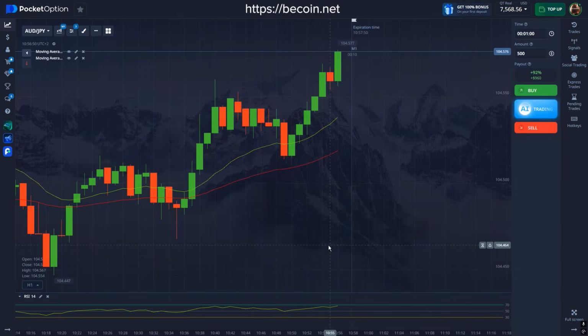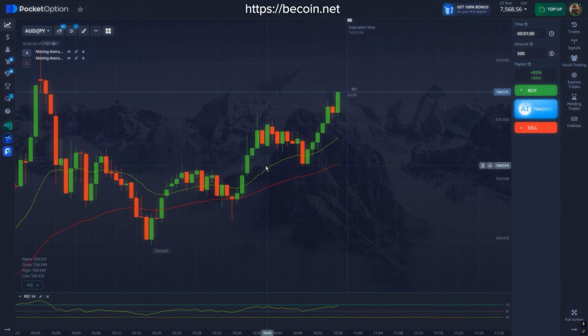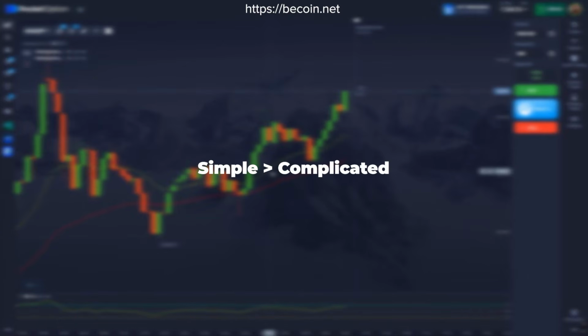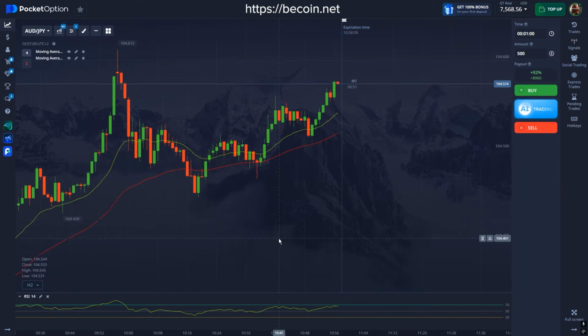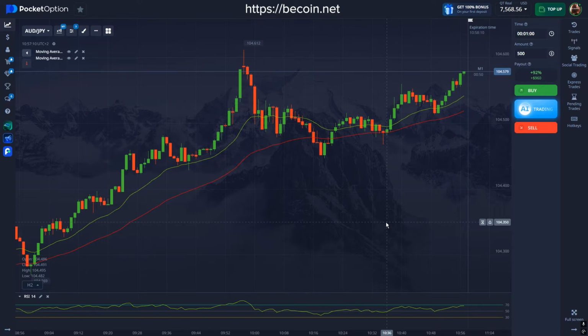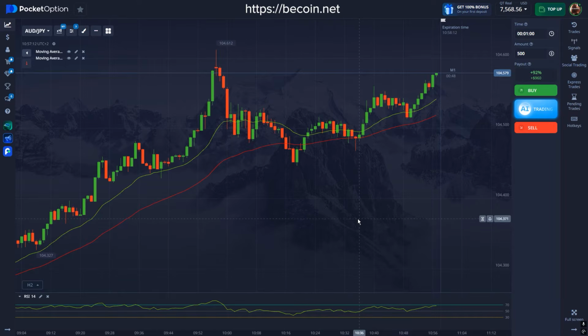If you're tired of guessing and losing trades, this is for you. Today, I'll show a simple two-indicator strategy on Pocket Option that helps you spot high-probability trades clearly. Most strategies fail because they try to predict every move. This one is different. It focuses on trend plus confirmation. Two clear signals tell you when to enter, making trading simpler and more consistent.